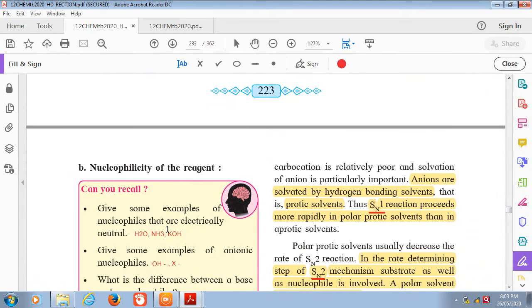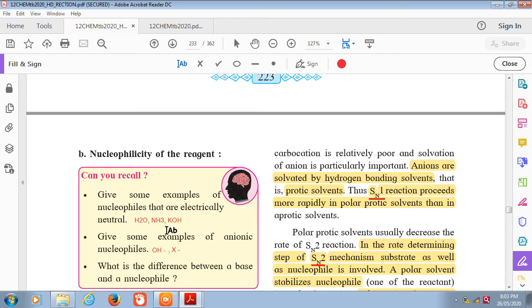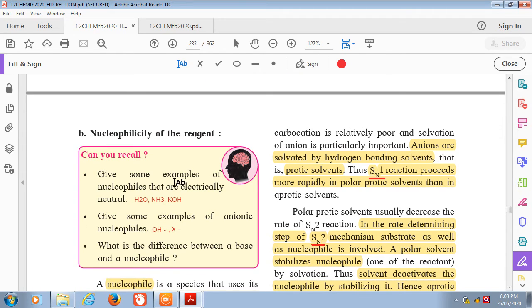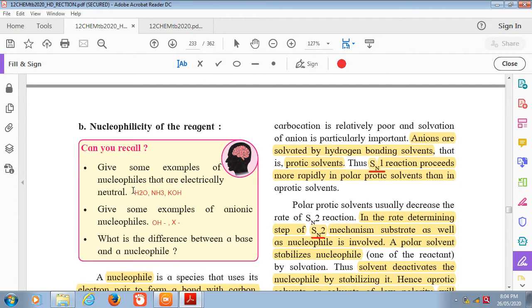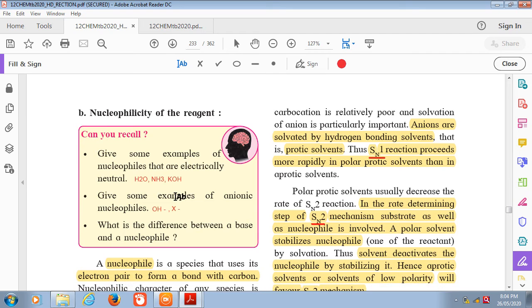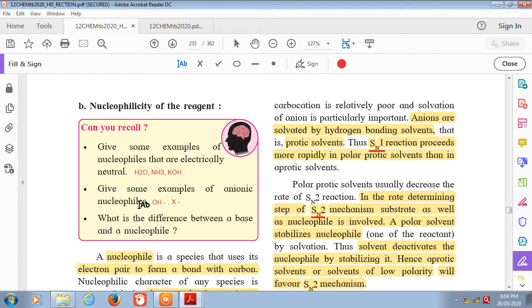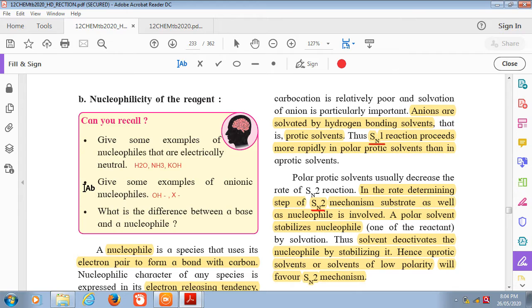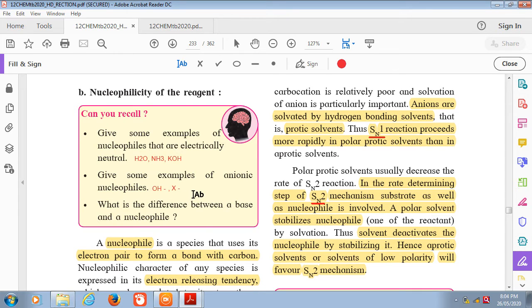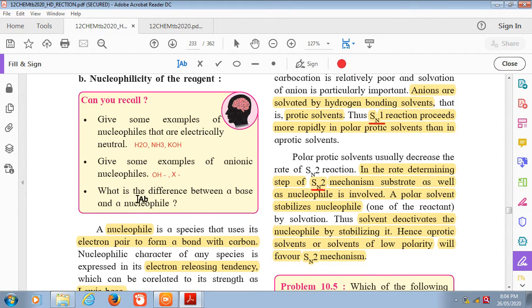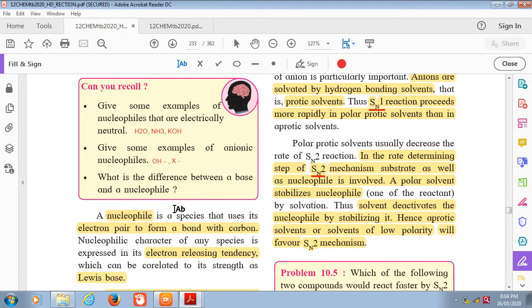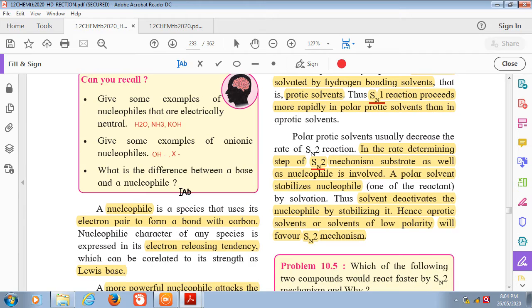The next factor is the nucleophilicity of the reagent. We are all familiar with nucleophiles. You can write examples of nucleophiles. They are electrically neutral, like water, which has 2 lone pairs, ammonia, which has 1 lone pair, and in KOH also there are 2 lone pairs. There are some examples of anionic nucleophiles, OH minus, X minus. So what is the difference between a base and a nucleophile? You can find out the answer.